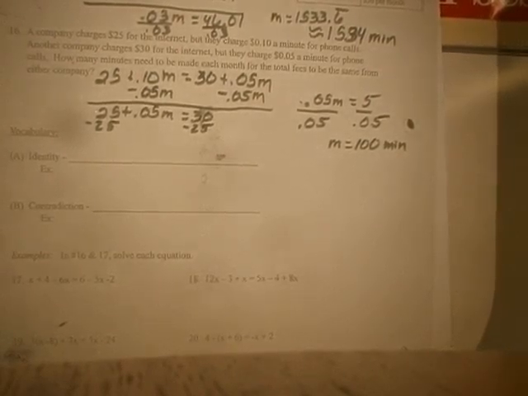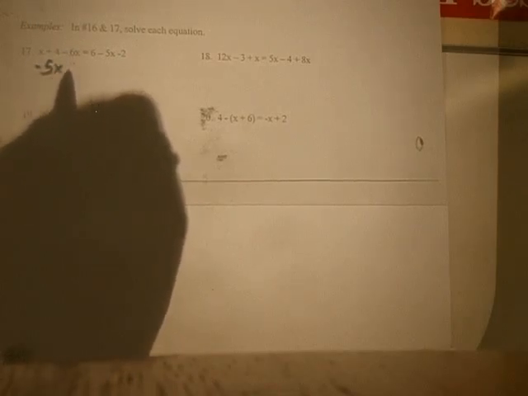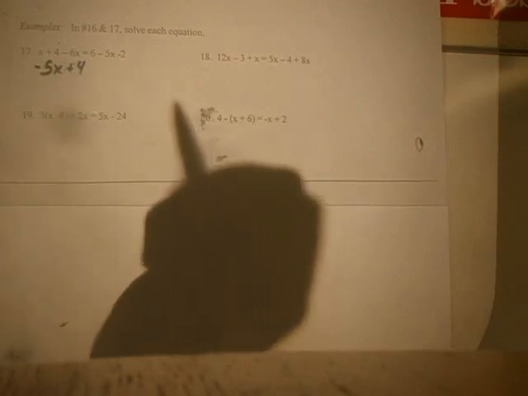And before we fill in these two definitions down here, we're going to do these last four examples. Example 17, solving an equation. X subtract 6x is a negative 5x plus 4. So the left-hand side simplifies to negative 5x plus 4. On the right-hand side, we have a negative 5x. 6 minus 2 is a plus 4.